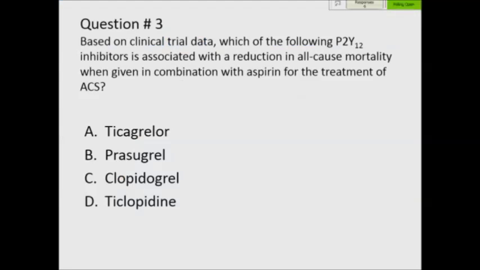Okay, having moved on from that, we're now going to think about what we can do for this patient for dual antiplatelet therapy. Which of the following has been associated with a reduction in all-cause mortality in combination with aspirin for ACS? Is it ticagrelor? Is it prasugrel? Is it clopidogrel? Or is it ticlopidine? So which one has a reduction in all-cause mortality?